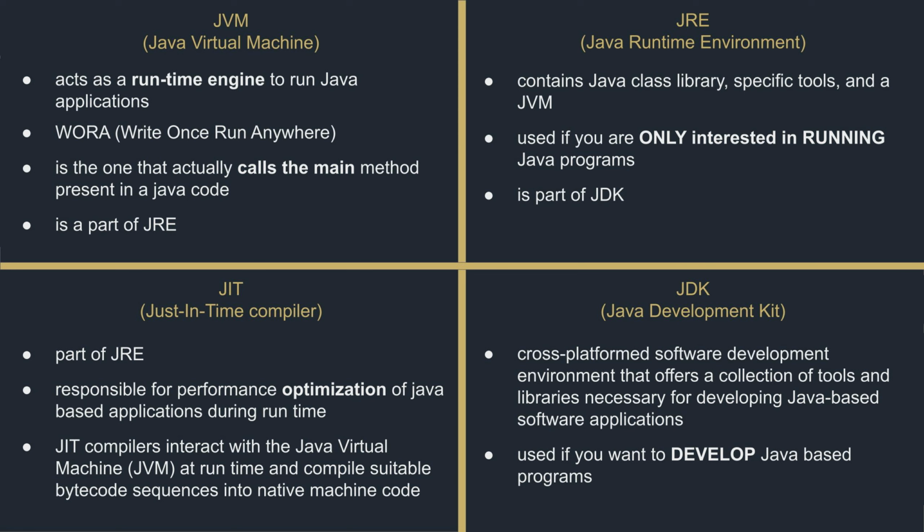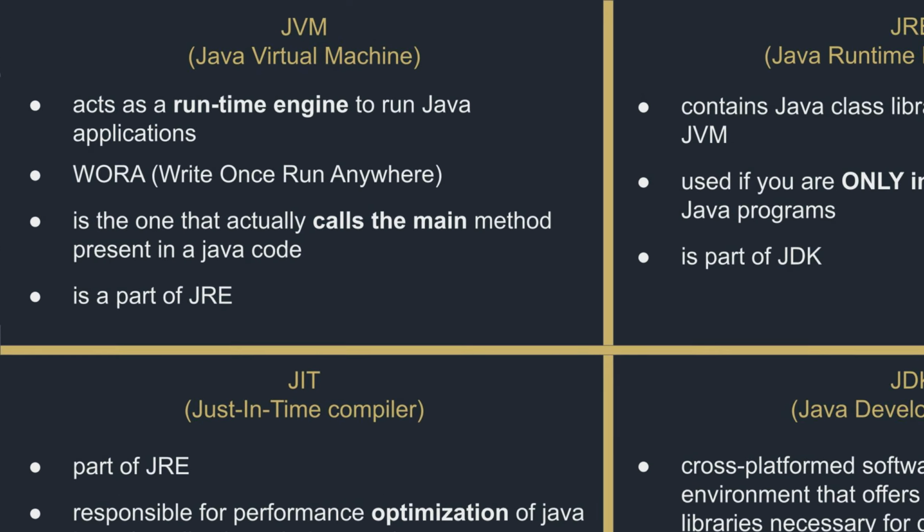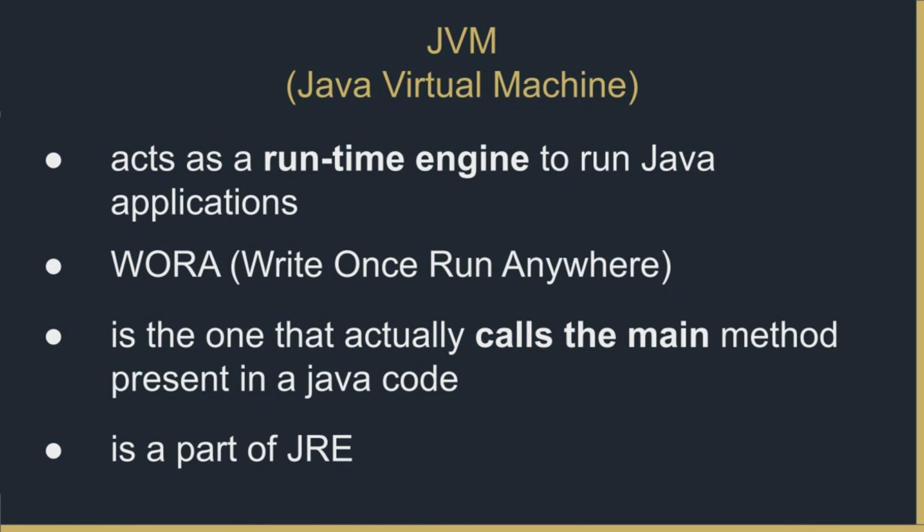Okay, so now let's talk a little bit more theory so you can get familiar with 4 abbreviations that are commonly used in the Java world. First, let's see what a Java virtual machine is. A Java virtual machine acts as a runtime engine to run the Java application. It is the reason why Java is considered a write-once run-anywhere programming language, because the code isn't executed by the operating system itself, but by the Java virtual machine. Also, it is the piece of code that actually calls the main method present in the Java code. So if you remember, the main method is like an entry point for Java applications.